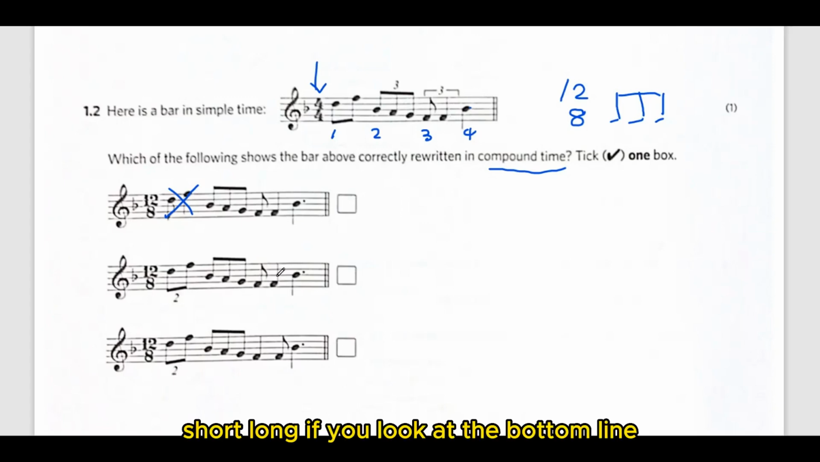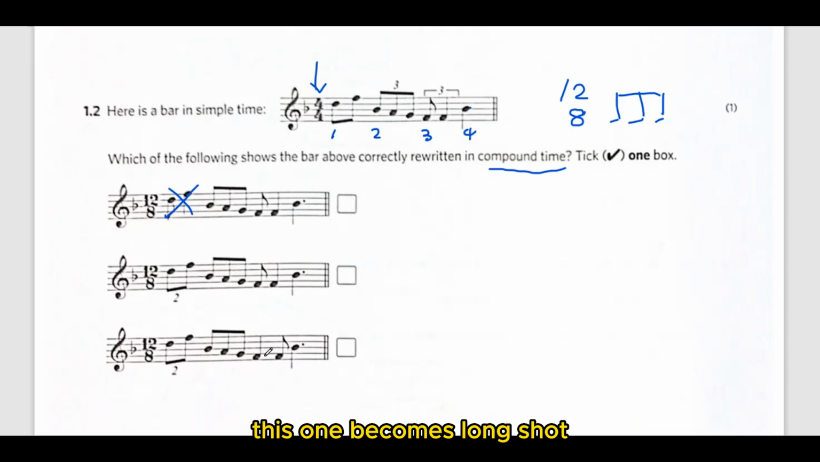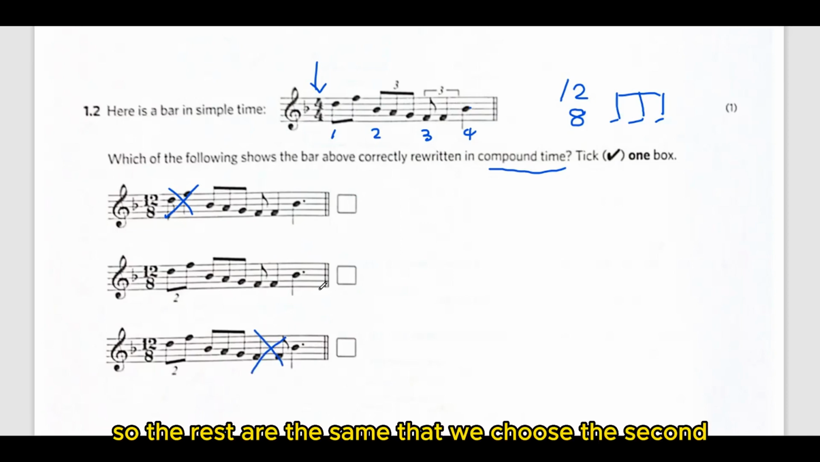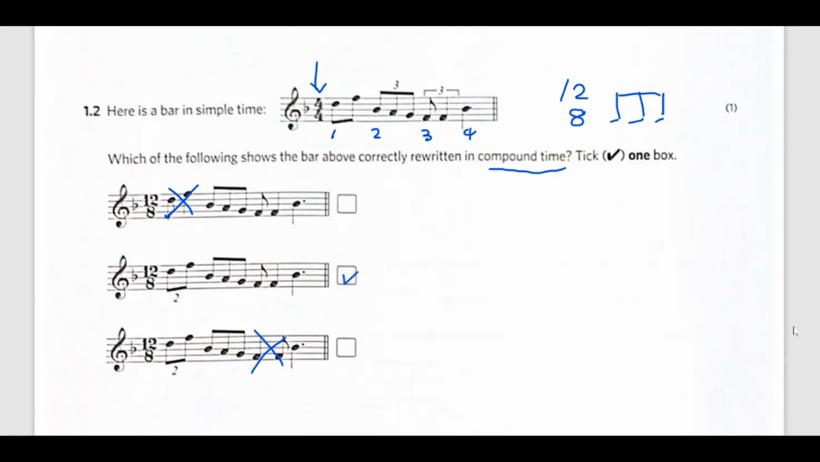Short, long. If you look at the bottom line, this one becomes long, short. So definitely this is incorrect. So the rest are the same, that we choose the second answer as the correct one.